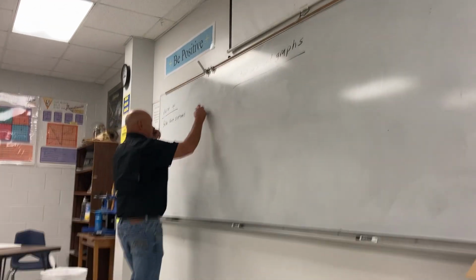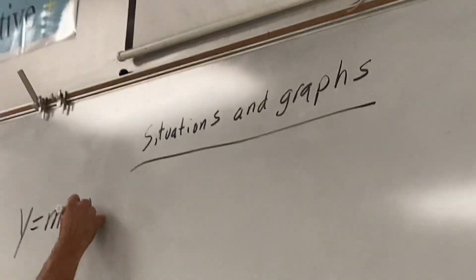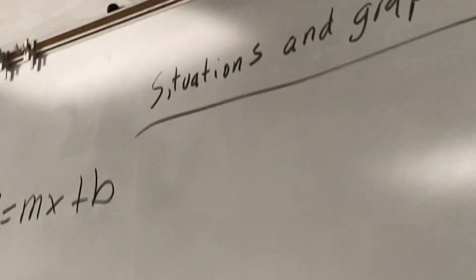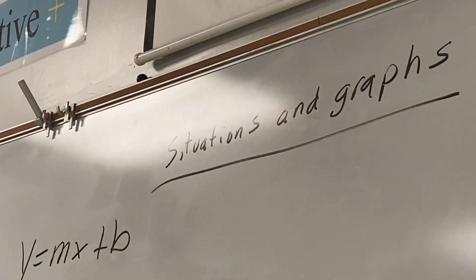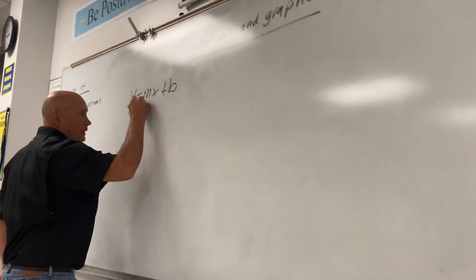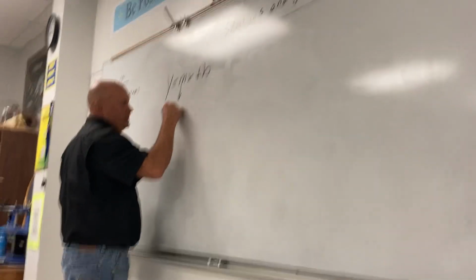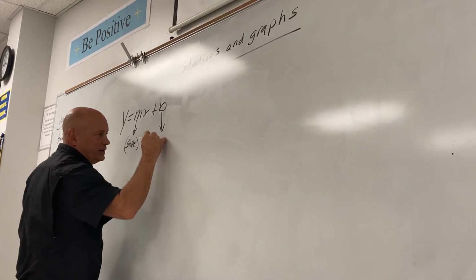Now keep in mind, what two things do I need in order to write a linear equation? Let's refresh our memory. Joseph? The slope and the y-intercept. Very nice. We need to know the slope. We need to know what the y-intercept is.